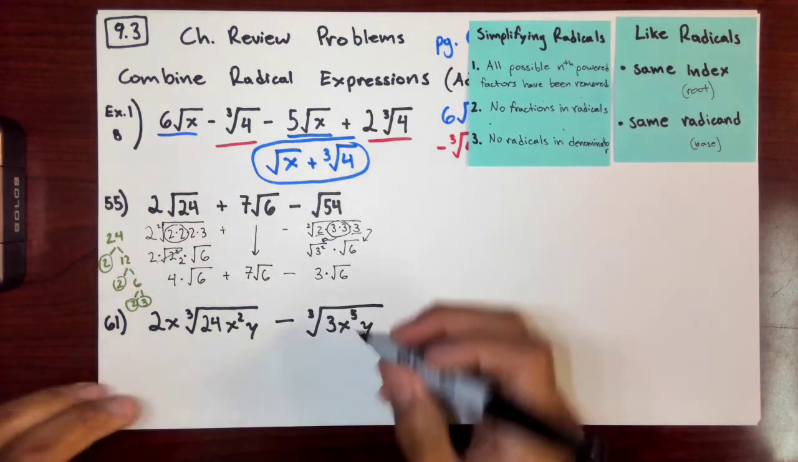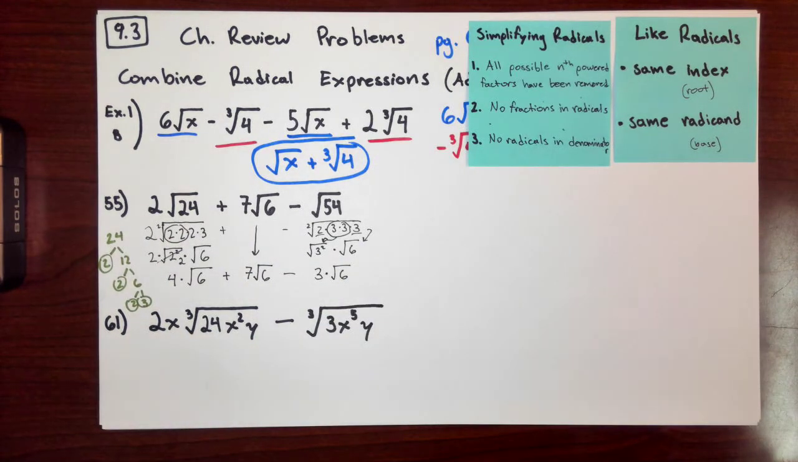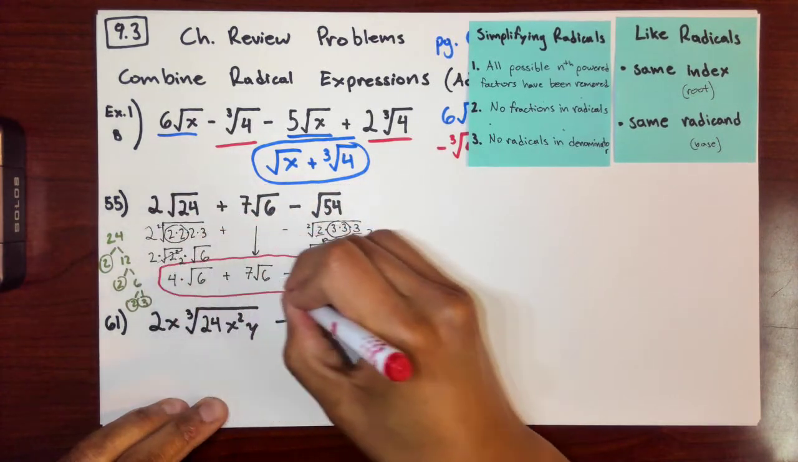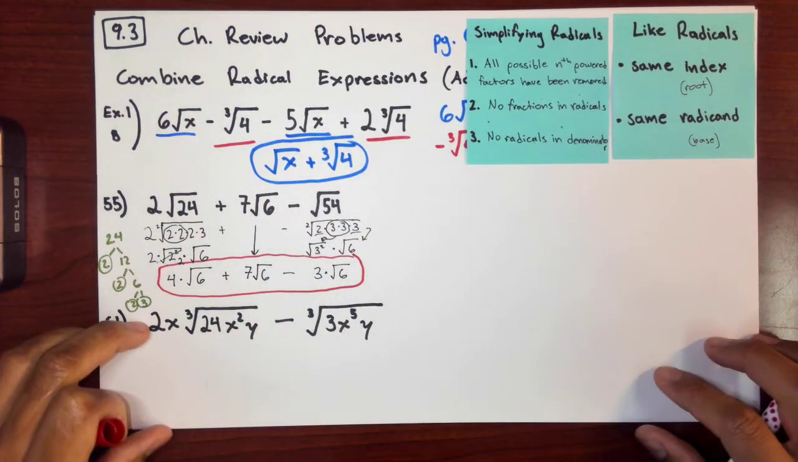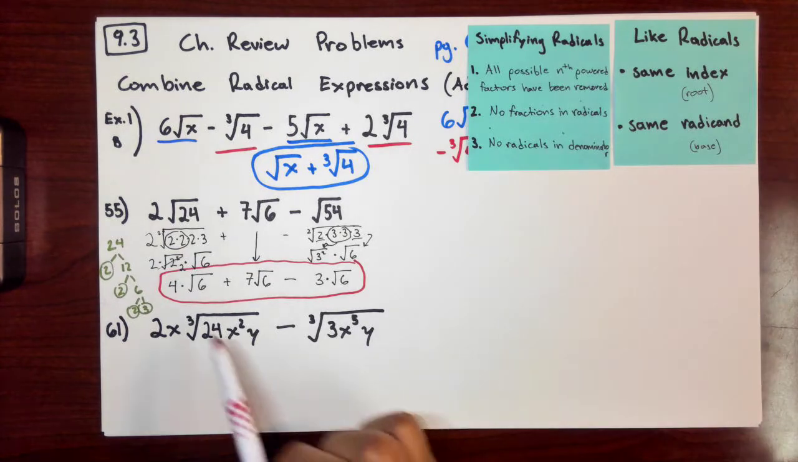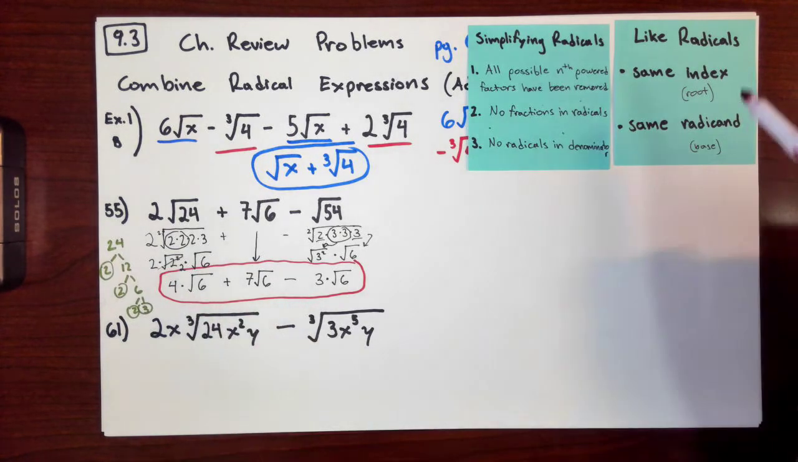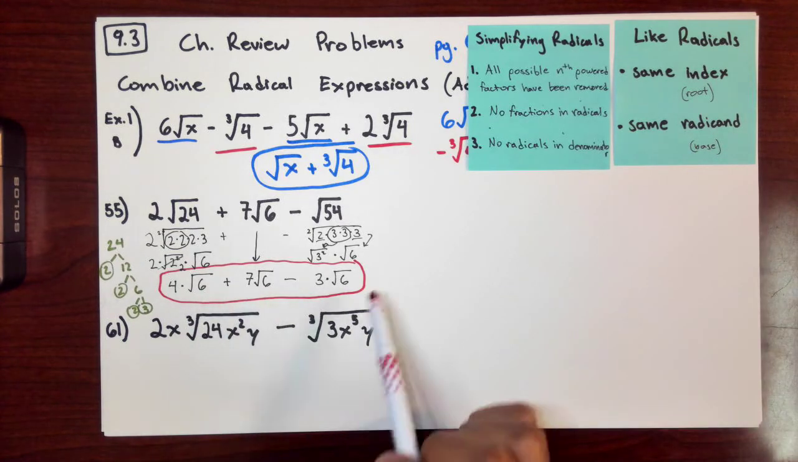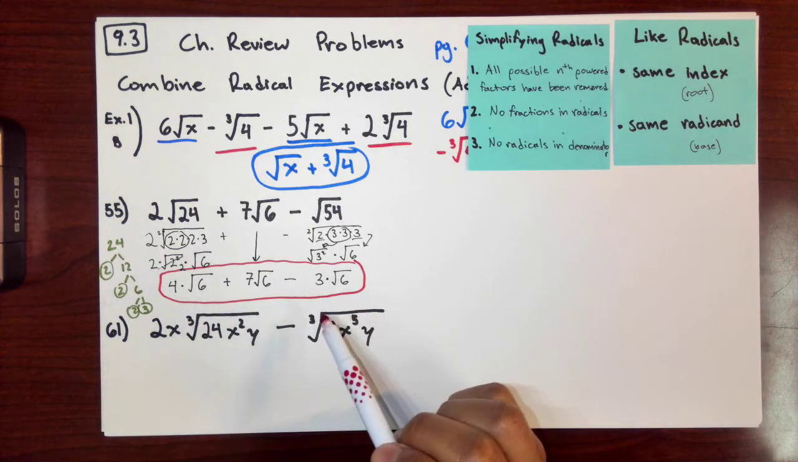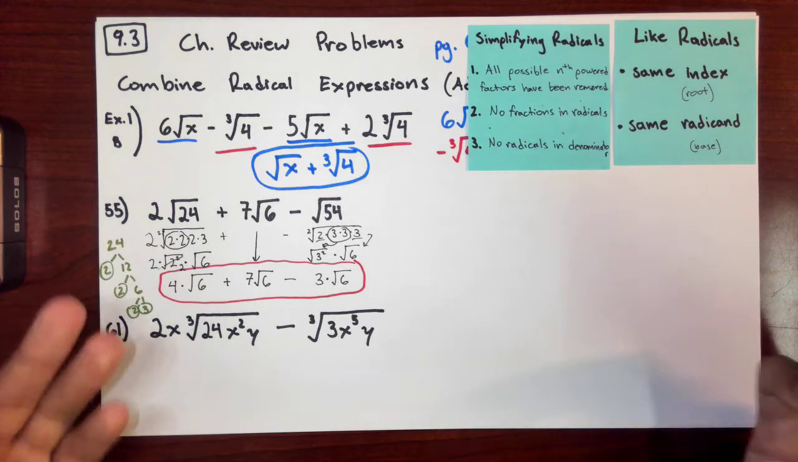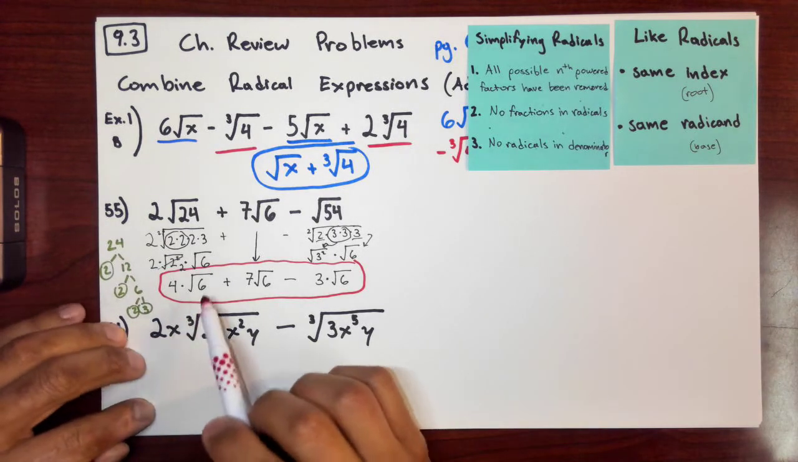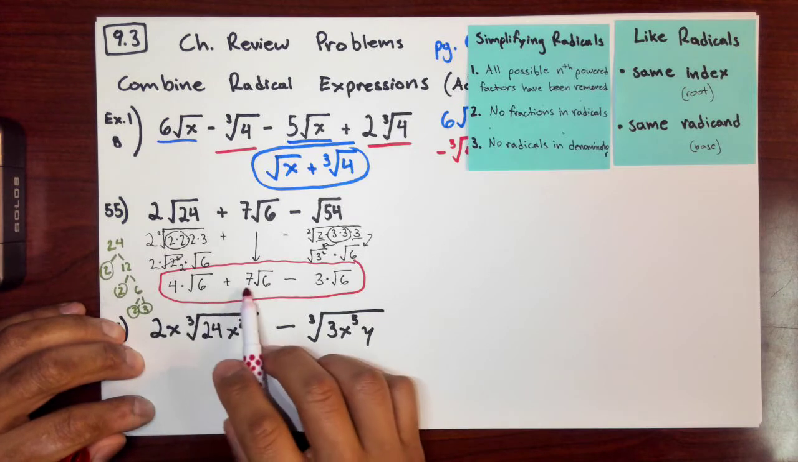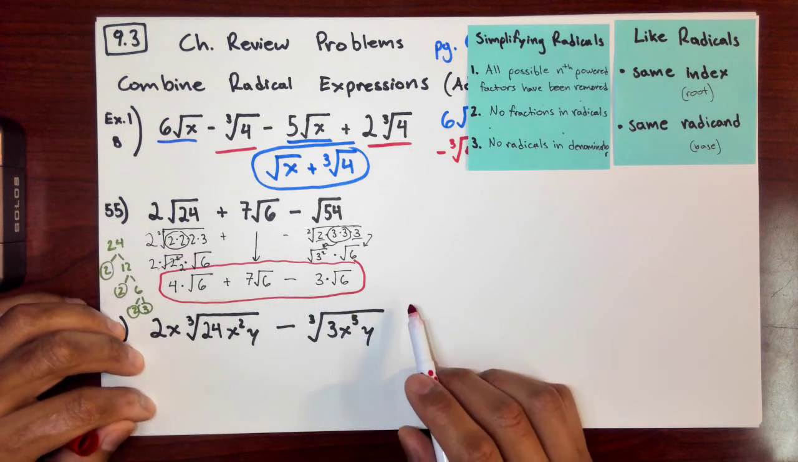And now here you can see down here in the bottom that now we have a problem that we can simplify by using the like radicals. Each one of them have the same index, which is square root, and the same radicand, which is 6. Okay, so now we can actually combine them. We treated it like if it were any other variable. 4 times square root of 6 is actually 4 square root of 6 plus 7 square root of 6 minus 3 square root of 6.